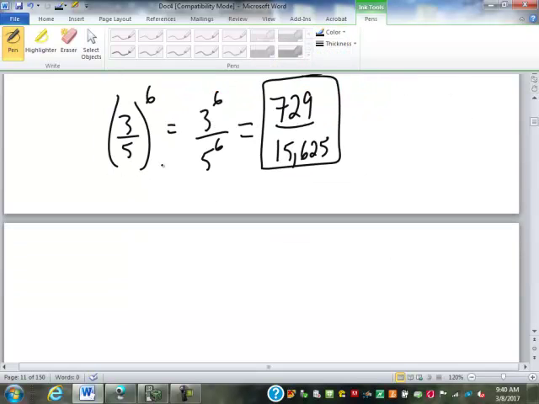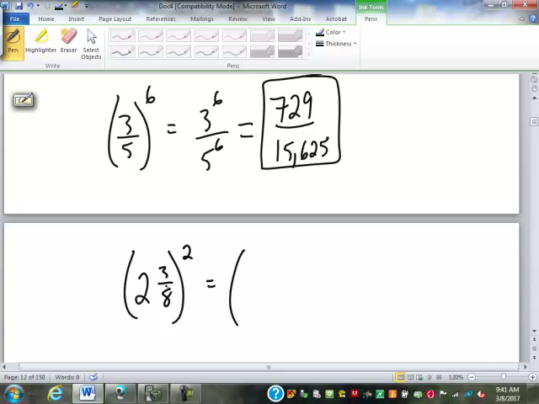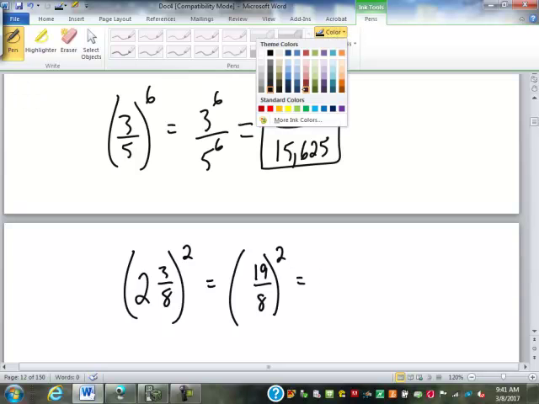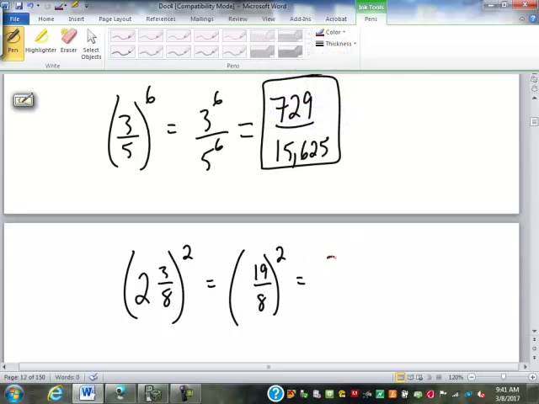We didn't do the power of a mixed number, but I'm going to do one here just to show you how it's done. Let's say we have 2 3/8, and we're just going to square it. We have to change that into an improper fraction, just like we have for multiplying or dividing. So 2 times 8 is 16, plus 3 is 19/8. And now we do 19 squared, which is 361, over 8 squared, which is 64.